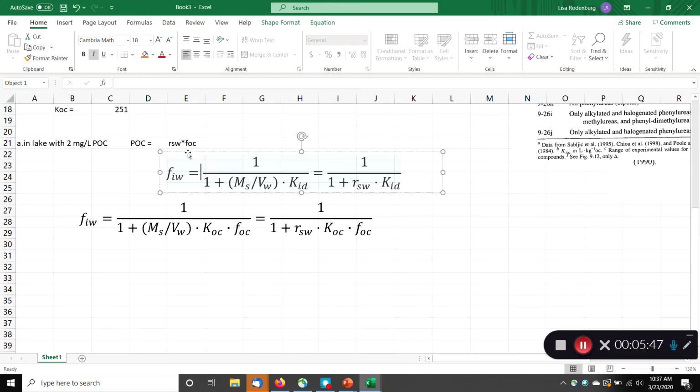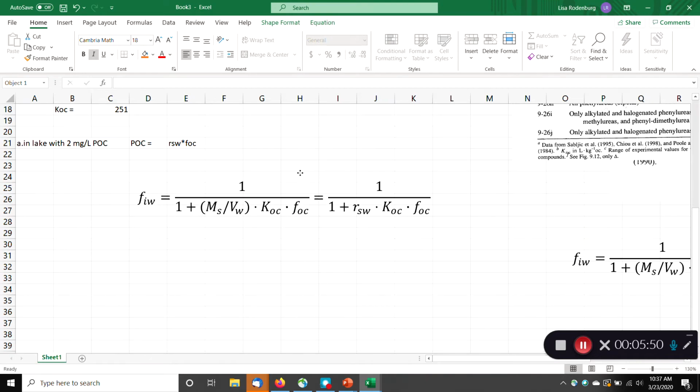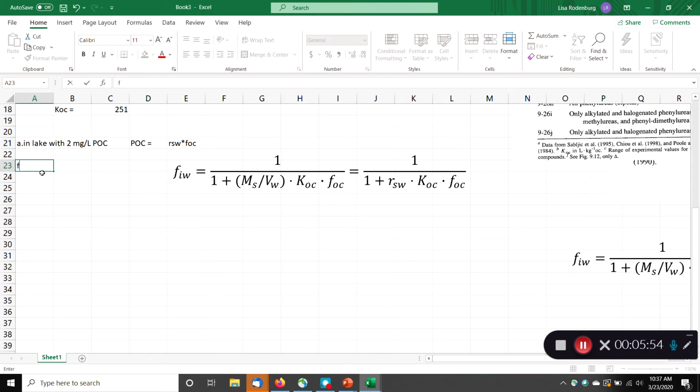So let's get rid of that for now. We're going to use this equation. FW is equal to 1 divided by, don't forget your parentheses, 1 plus the ratio of solids to water times FOC, which we know is 2 milligrams per liter, times KOC, which is 251. Oops, forgot to put my equal sign in there. Equals, times 251. So my fraction of the chemical that's dissolved in water is less than 1%.